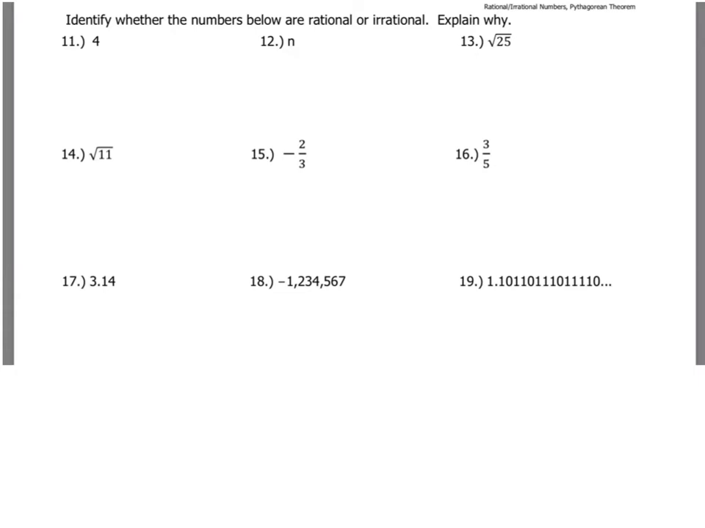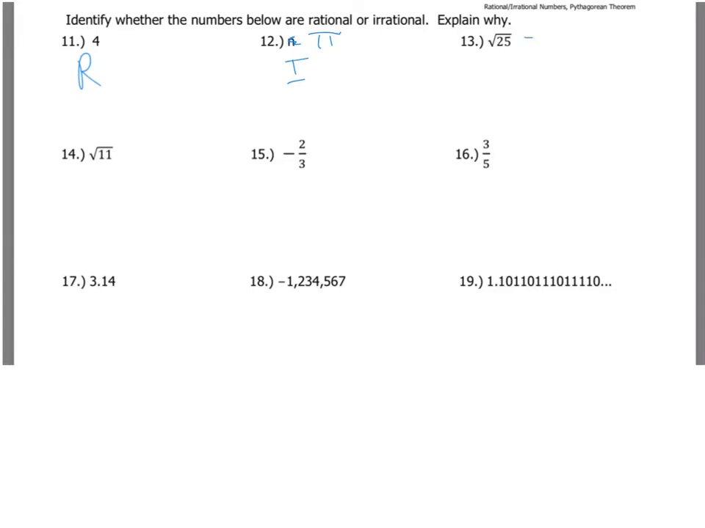So now we're going to talk about rational or irrational. Number 1, 1/4. Well, that's rational because it's a whole number. Number 2, that's the letter N. Sorry, I have to apologize. That's actually supposed to be a pi, not a letter N. So obviously it's irrational because it just keeps going and going and going.